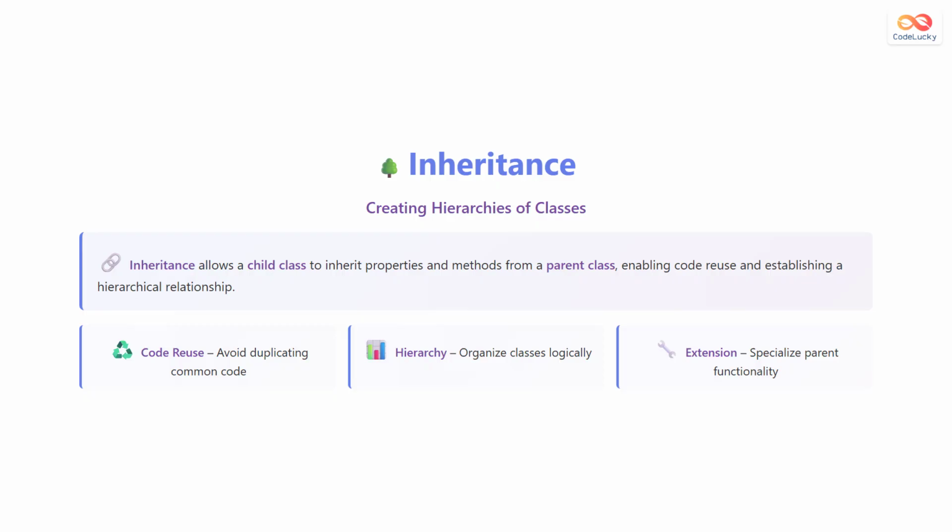Inheritance allows a child class to inherit properties and methods from a parent class. Instead of rewriting the same code, you can extend existing classes. This promotes code reuse, helps you organize classes logically into hierarchies, and lets you specialize parent functionality for different needs. For example, a dog class might inherit from an animal class.